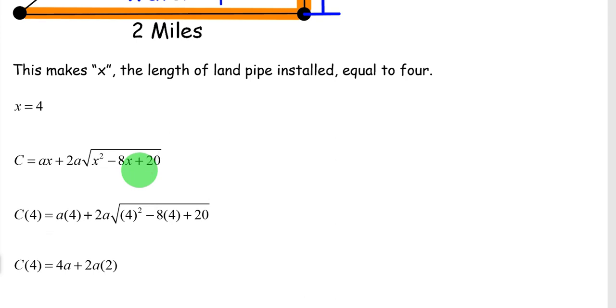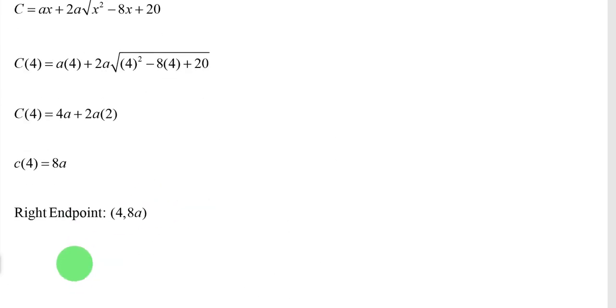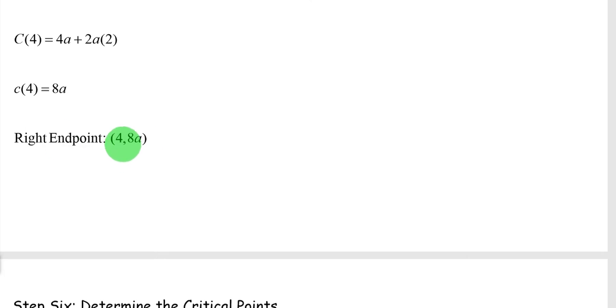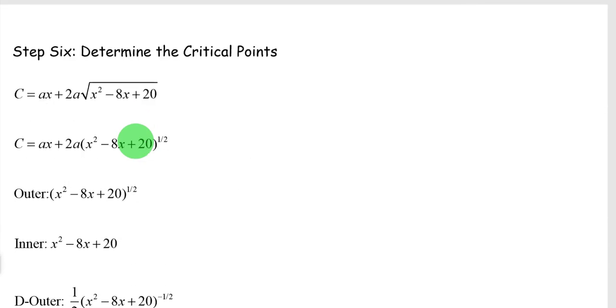So we can plug in 4 for x in this case instead of 0. Simplify that down to 8a. So if we go that route, we make this right angle right here. The right endpoint would be 4 miles of land pipe. Total cost would be 8a, where a is how much it costs per mile of land pipe. And again, let's say that it's $1,000 per mile of land pipe, and your total cost would be $8,000. So those are our two extremes.